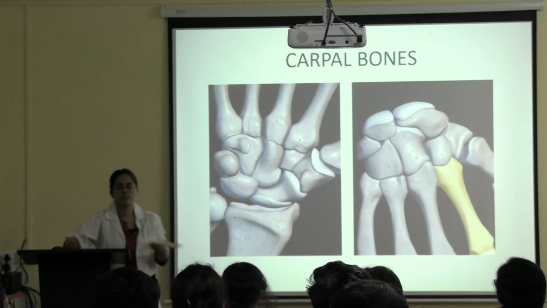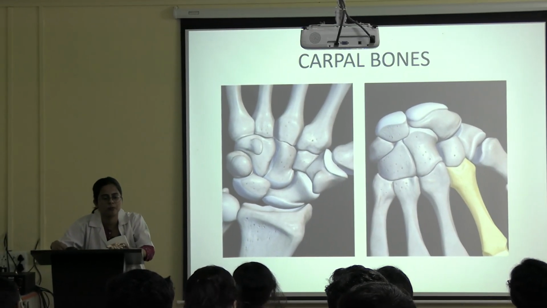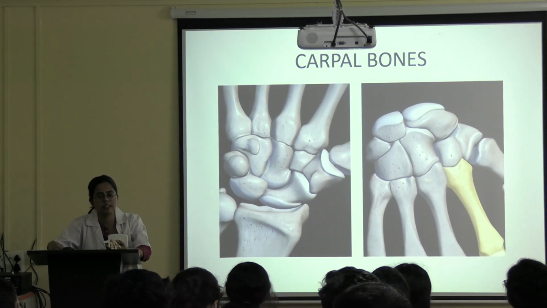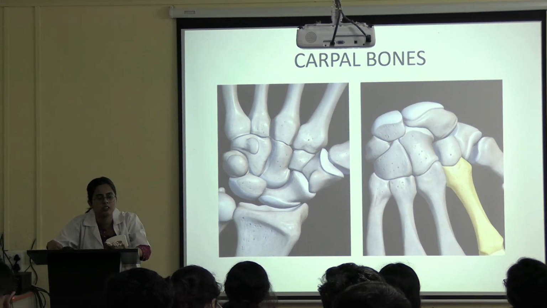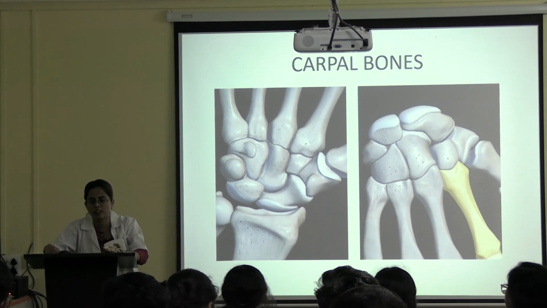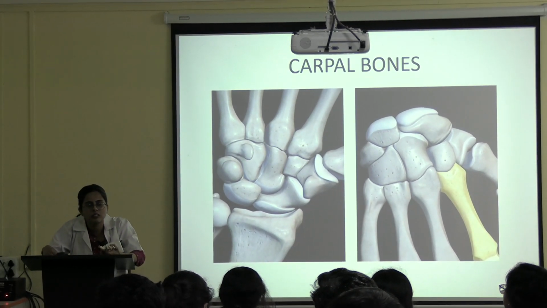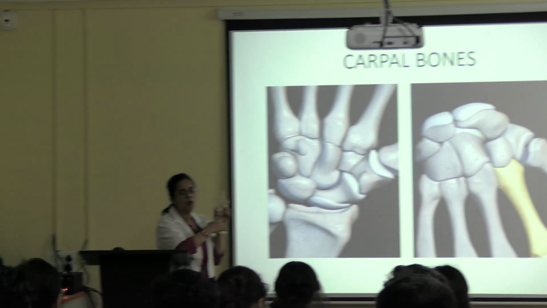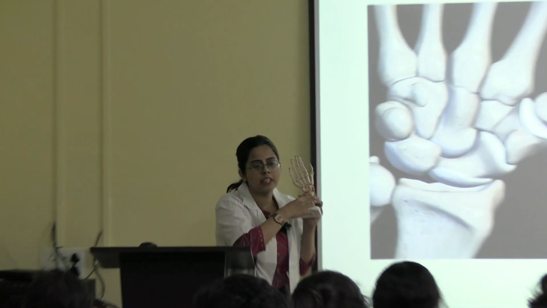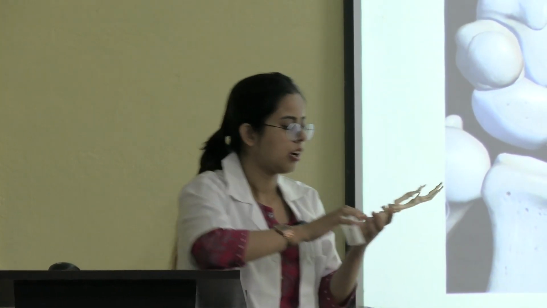So anyone knows the meaning of avascular necrosis? What does the term mean? What is the meaning of avascular? No blood supply. What is the meaning of necrosis? Yes, death of the cell. So this scaphoid bone is the most commonly fractured carpal bone.